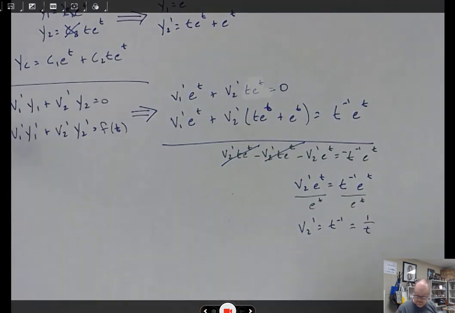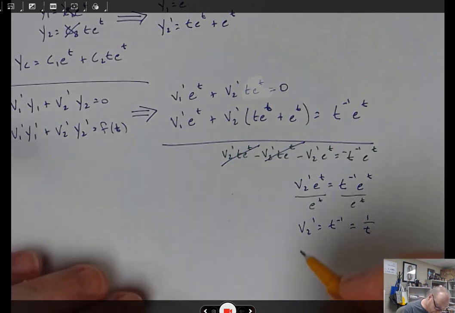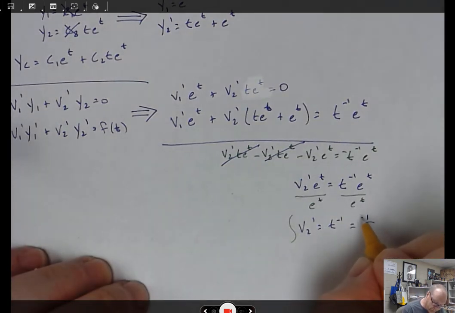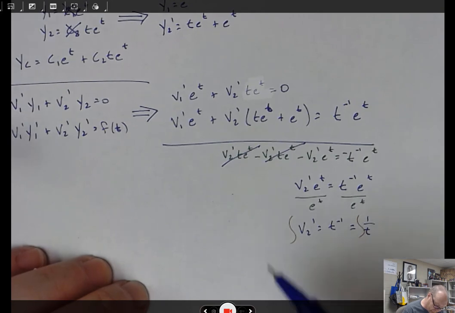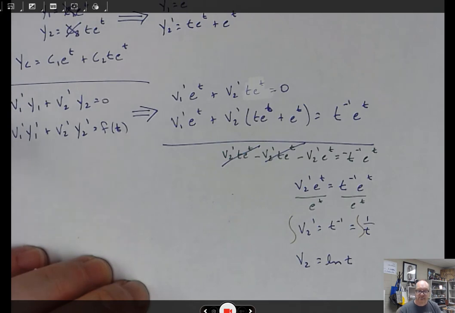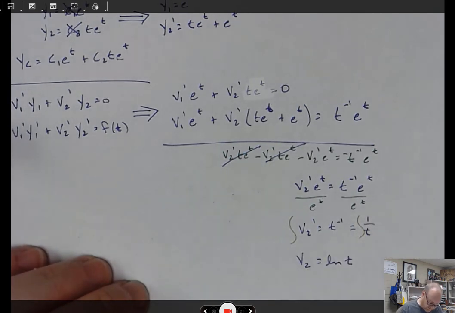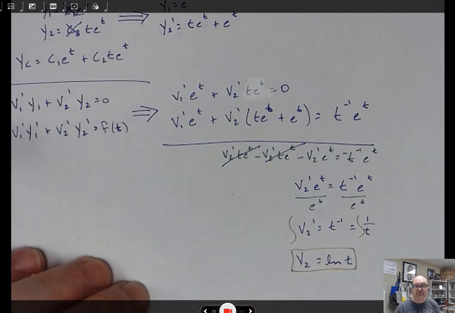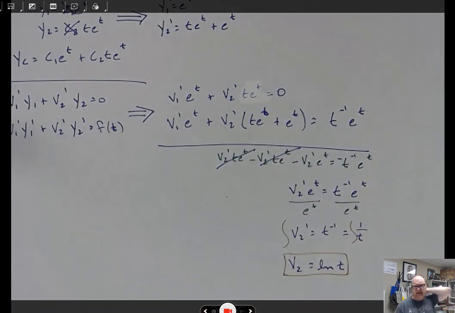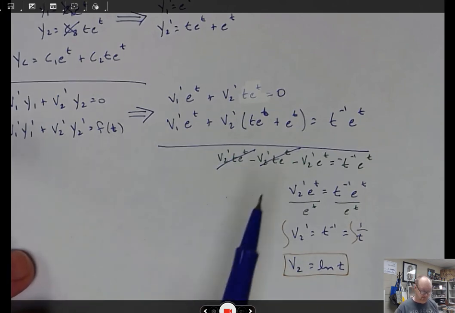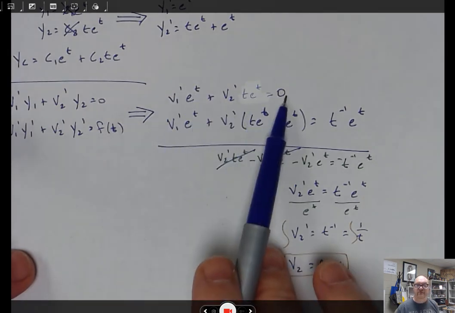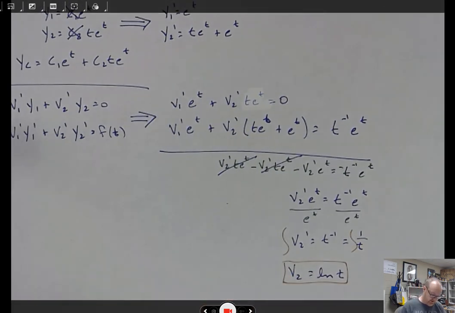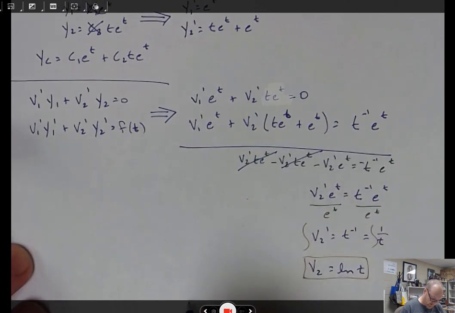So I'm interested in v2, not v2 prime. If I integrate both sides, that integrates into the natural log of t. So there's one solution. I'm going to circle it just so I can come back and find it. All right, I need to find the other solution. I think the easiest thing to do is just to plug into this equation where it's equal to 0. I can plug into any of them. I'm choosing to go back to the first. So here we are. Here's the first.